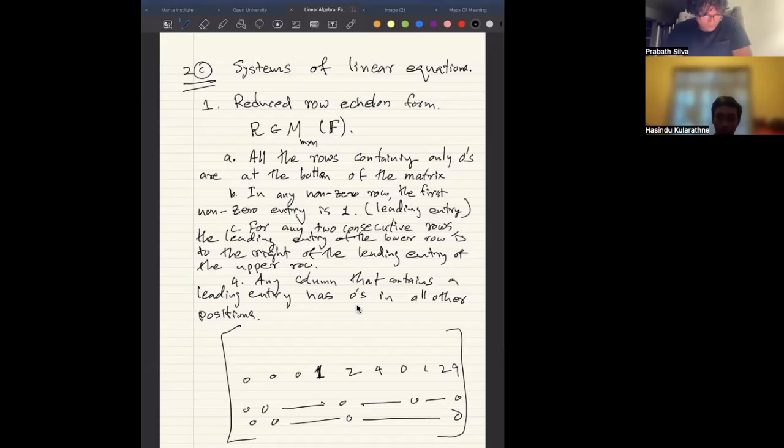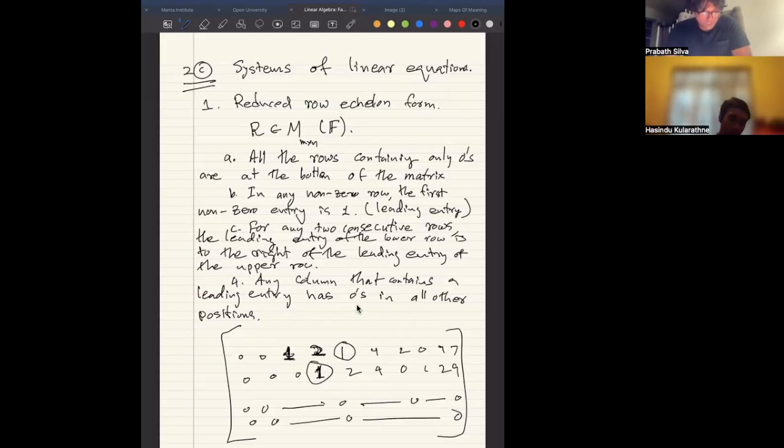The third one tells you that for any two consecutive rows, the leading entry of the upper row has to be on the left. So if you have this one and this one, and this is another non-zero row, something like this, this is not allowed. You cannot have it this way. So that should be something like this: 1 here and something like this, 2.